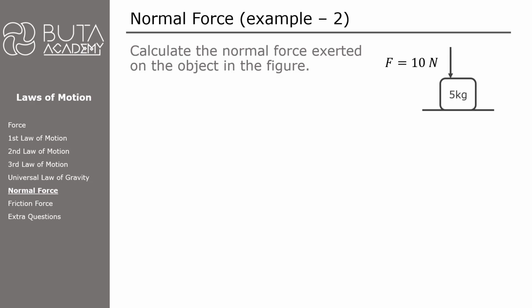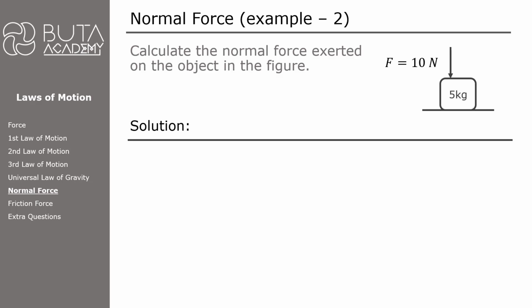In the second case, we have the same object on the same surface. It is experiencing one extra force, a force of 10 newtons which is pressing the object to the surface. As usual, let's start the solution by drawing a free body diagram. First two forces in the diagram are the same as in the previous question. The force of gravity is downwards and the normal force is upwards. The last force is the force shown in the figure in the question: a force of 10 newtons applied downwards.